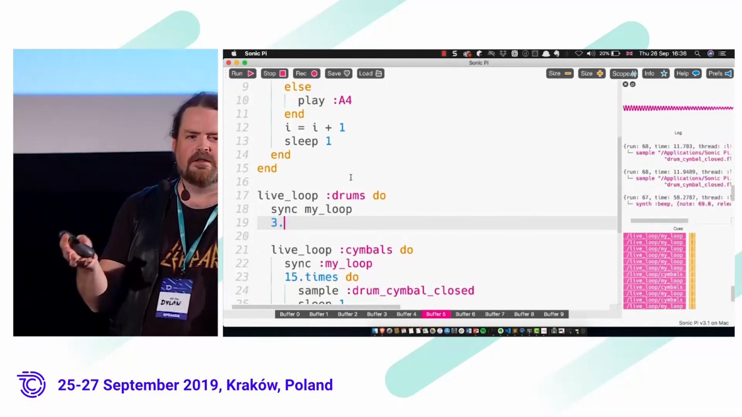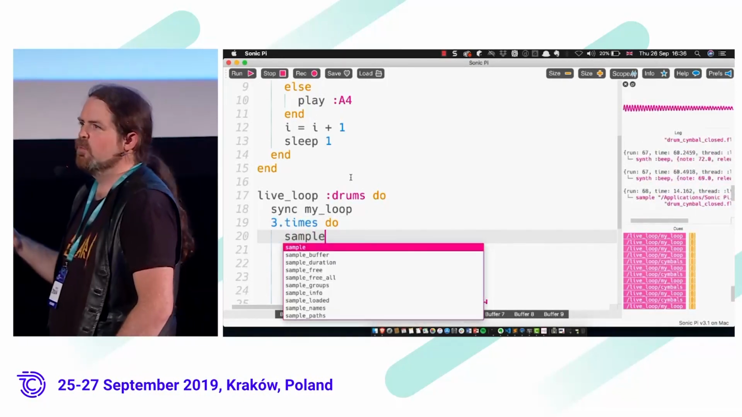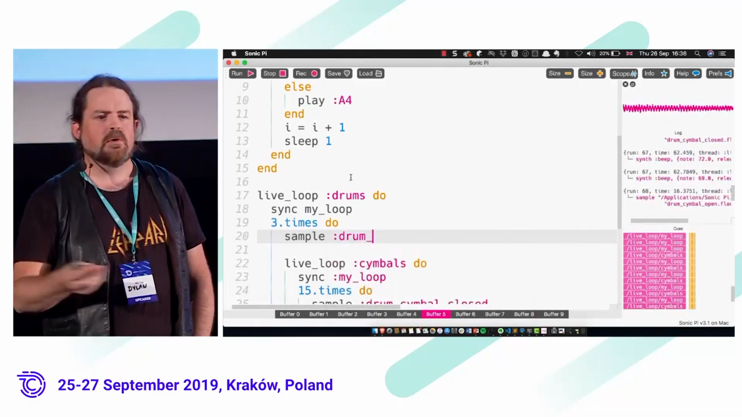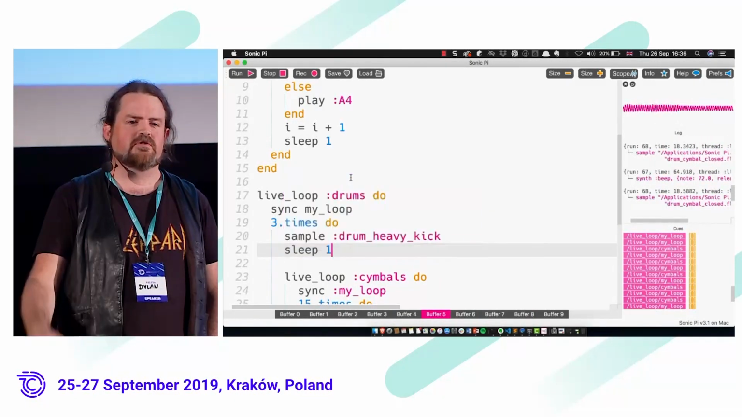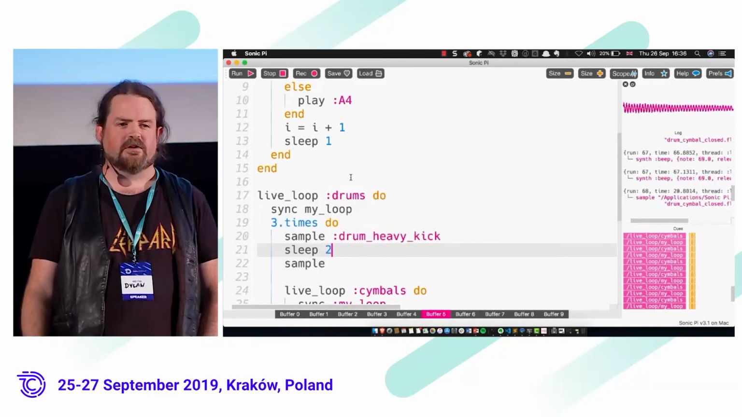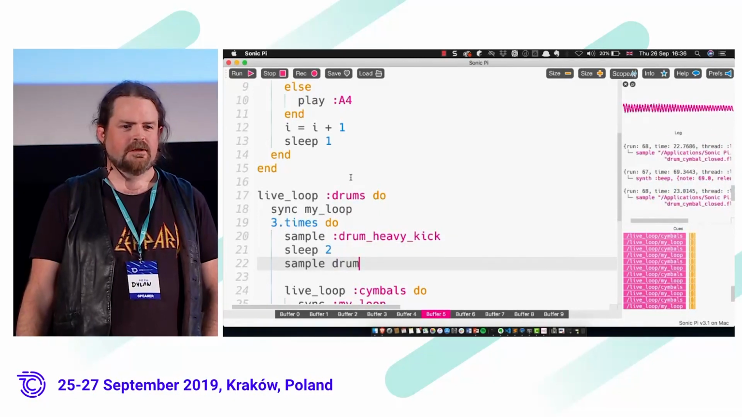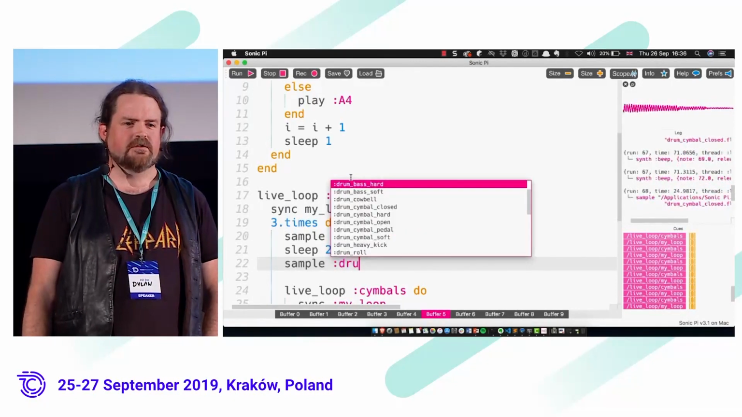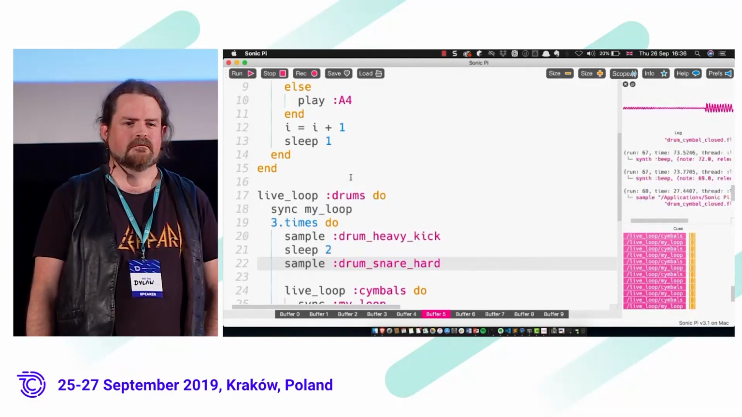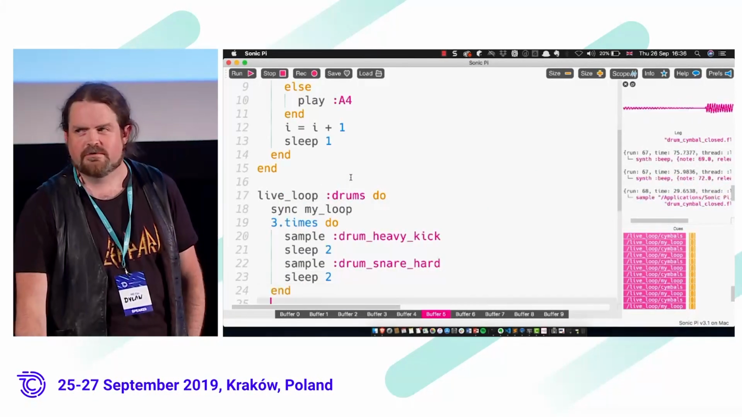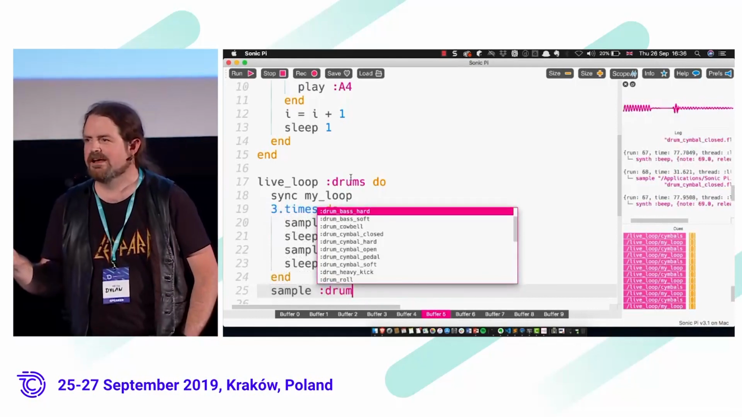So now we're going to drop in another loop on top of that. And this one, we're going to start putting in some drums. We've got a sample in here of a heavy kick drum, and we've got a sample in here of a hard snare drum. Wait and see what happens when we plug this in. By the way, I'm going to overrun by a few minutes. Is that all right? I can stop now if you like.